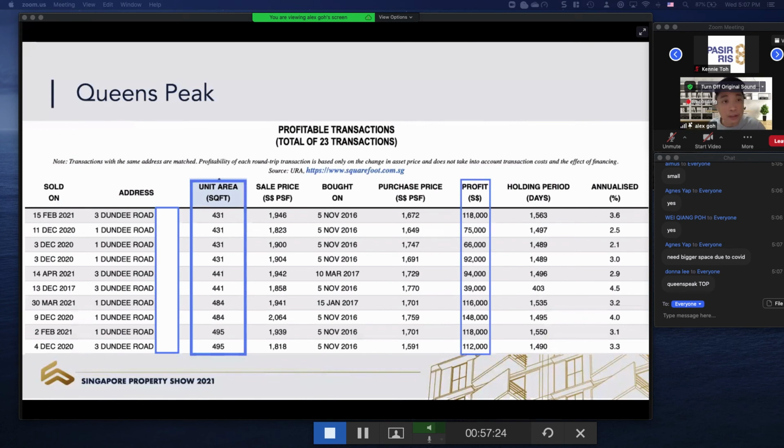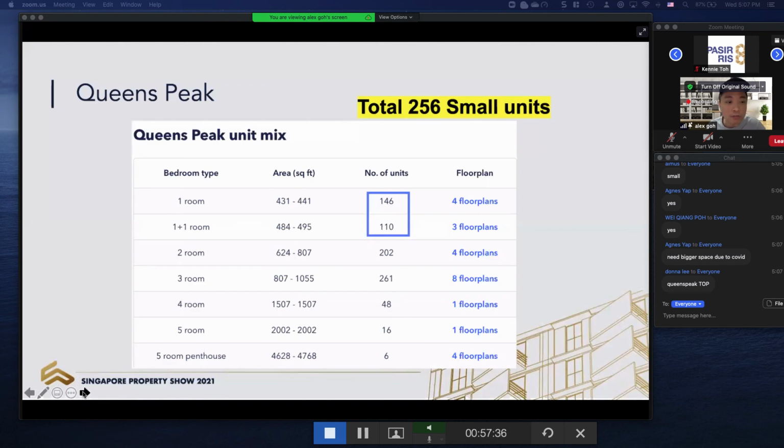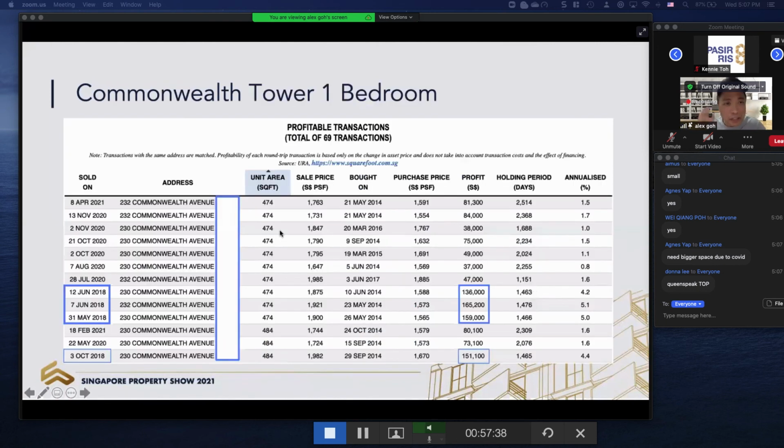What is going to happen to the 1-bedroom prices of Commonwealth Tower? Have to drop. It's all about supply and demand, you understand? So when Queen's Peak TOP, newer 431 and 474, do you all think there will be a huge difference in the layout for 1-bedroom? Can you see the difference in the layout? 431 and 474. Maybe slightly. You can't see the real difference. So the majority of the buyers go there. The demand drops. That's why in 2020 the price dropped.